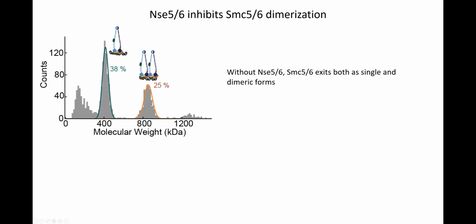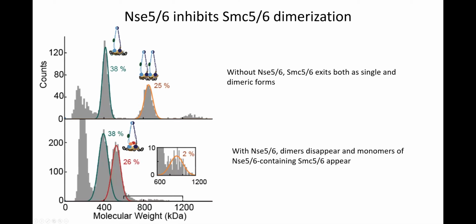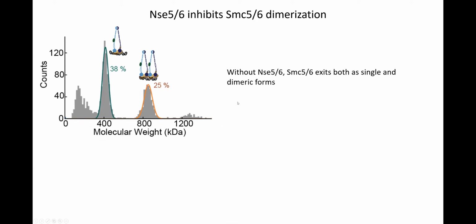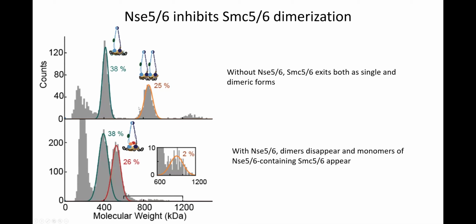That is a scattering-based imaging technique, where you can count and measure the molecular weight of single proteins that are randomly stuck on the glass slide surface. From there, we observed that in the presence of DNA, SMC56 is present in both monomeric and dimeric form, while in the presence of NSE56, this dimer fraction disappears or is significantly reduced, and instead an additional peak appears that is a single SMC56 complex with NSE56 bound to it. So this was a direct visualization that NSE56 association inhibits the dimerization of SMC56.